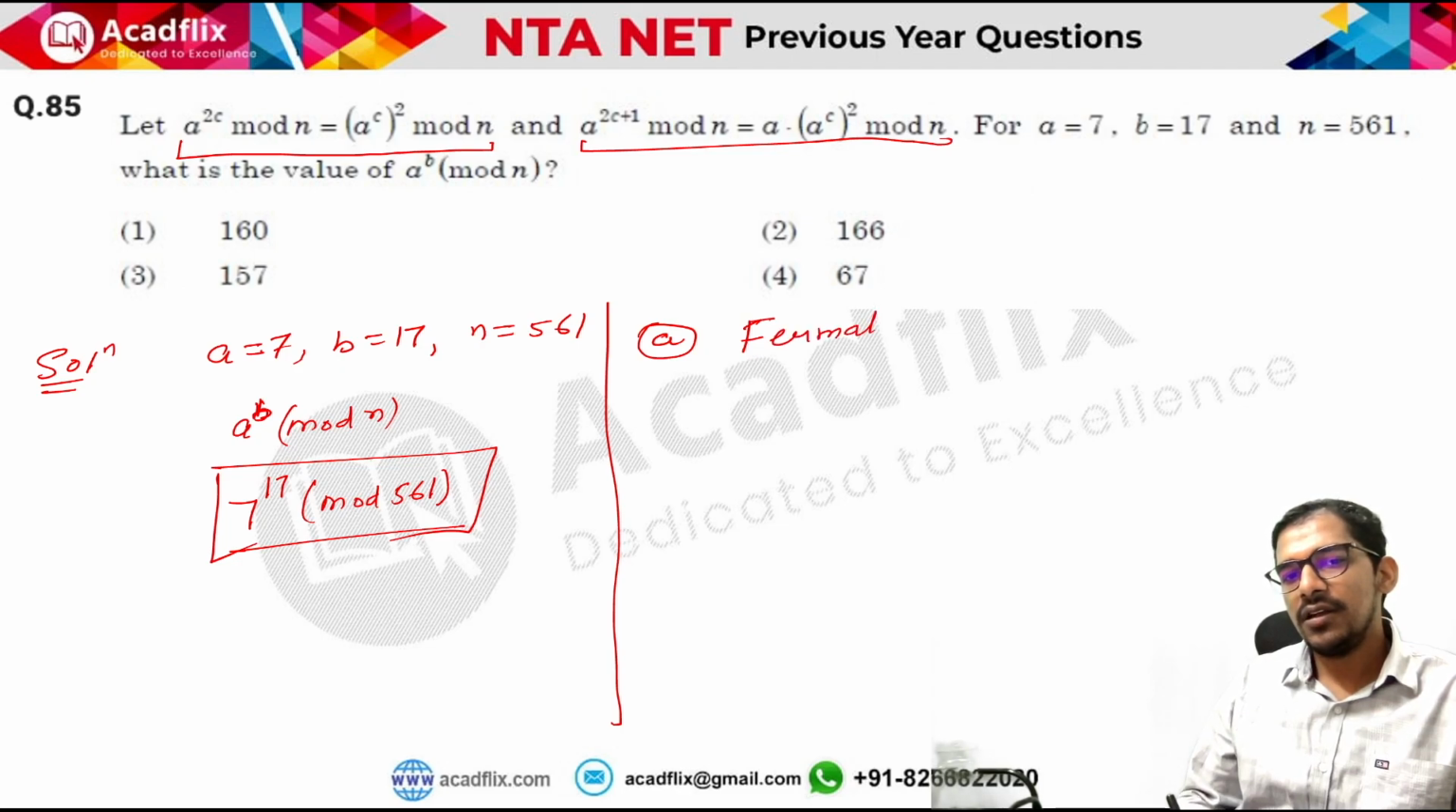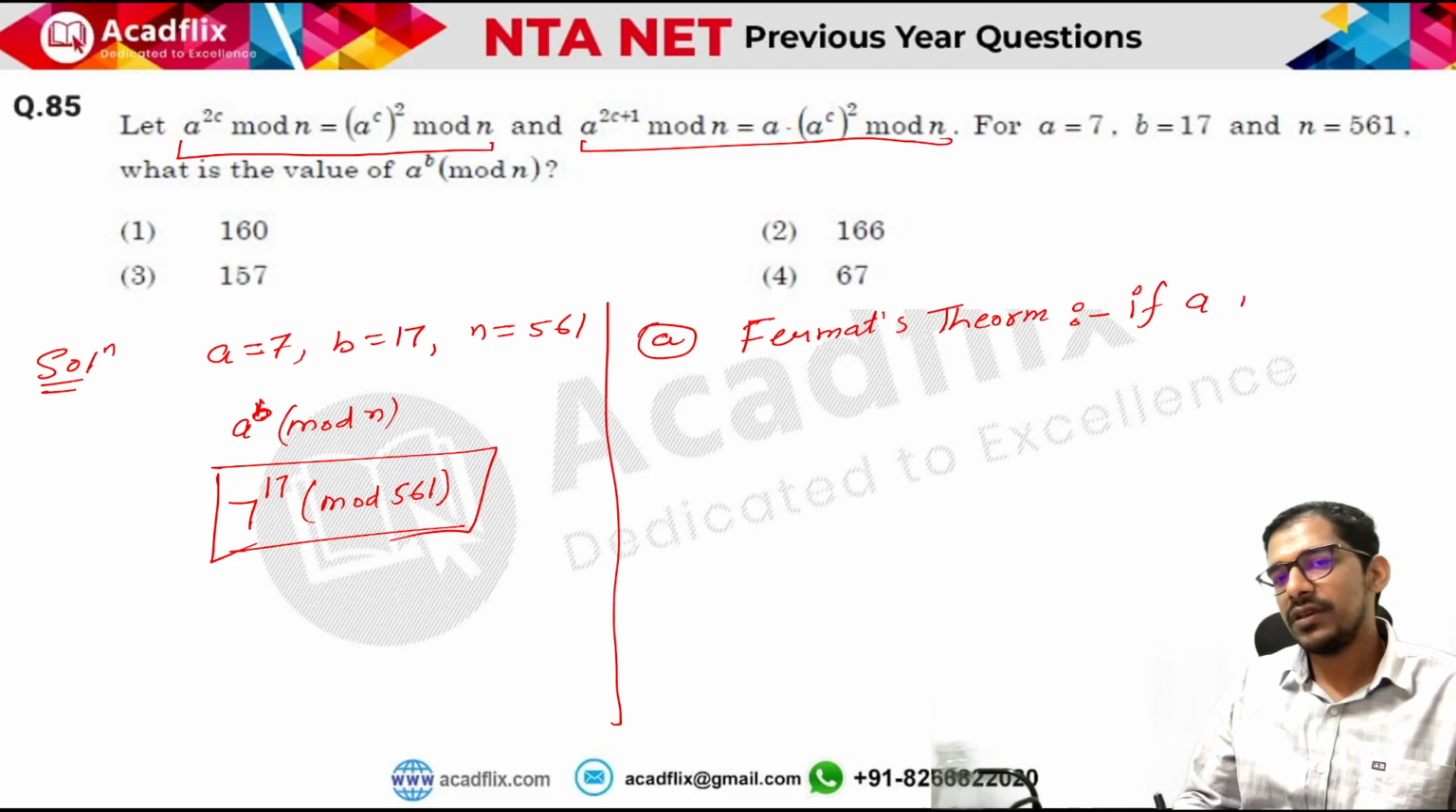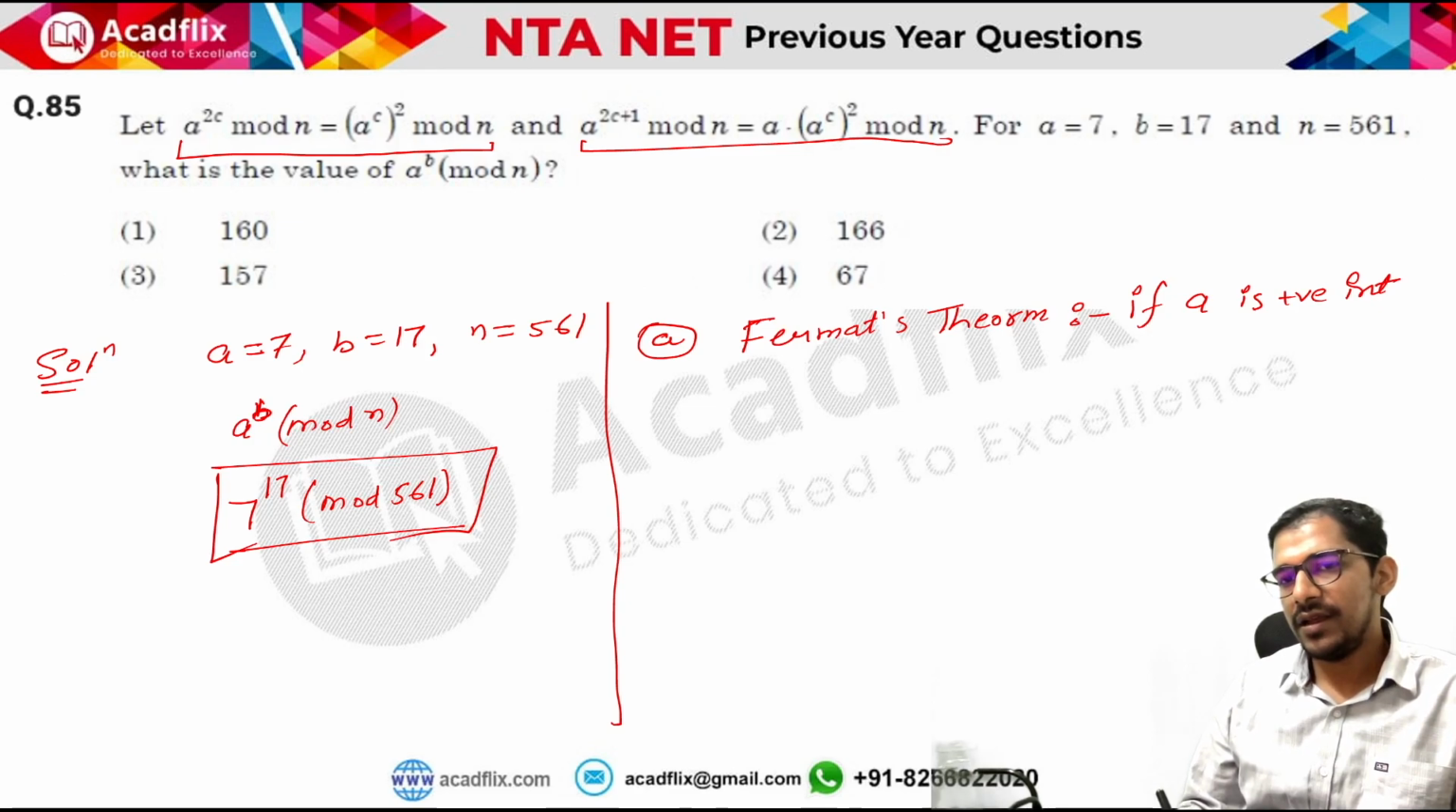So Fermat's theorem says a very simple thing. It is saying that, let us say, a is a positive integer, so greater than or equal to 1, right? And let us say p is a prime number.